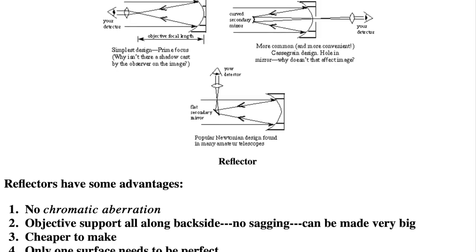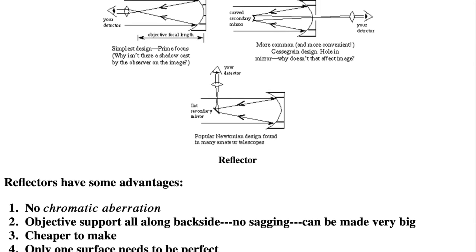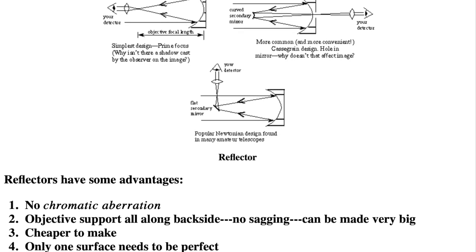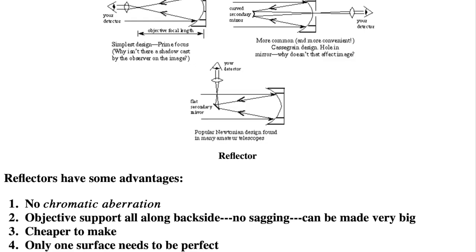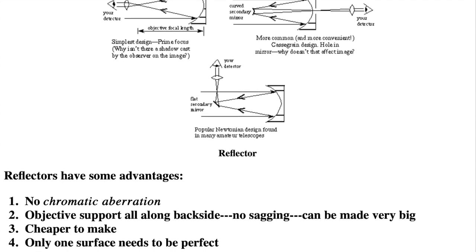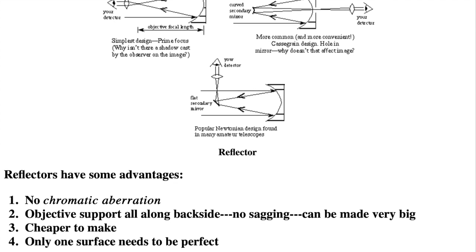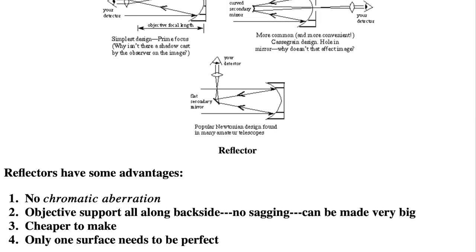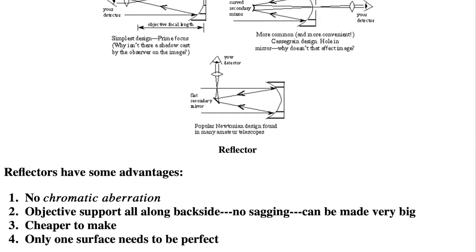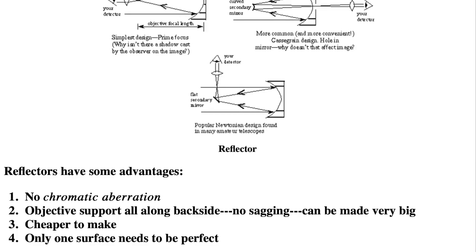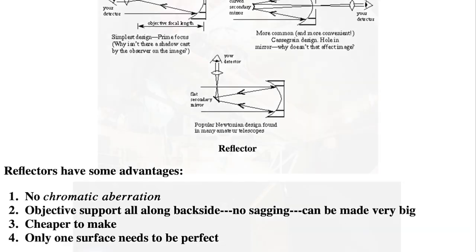Reflectors have some advantages over refractors. Because light is reflecting off a mirror, not refracting, passing through a lens, there is no chromatic aberration. The support for the primary mirror at the back end of the telescope is all along the back side of the mirror, so there's no sagging of the mirror, and they can be made very large. Because light is bouncing off the front side of the mirror, only one side of the primary and secondary mirrors must be perfect. This means a large reflector telescope is going to be much cheaper to build than a refractor. All modern research telescopes are reflectors.